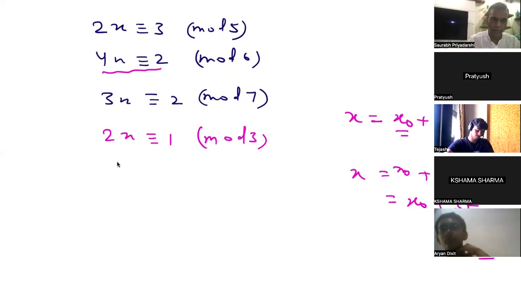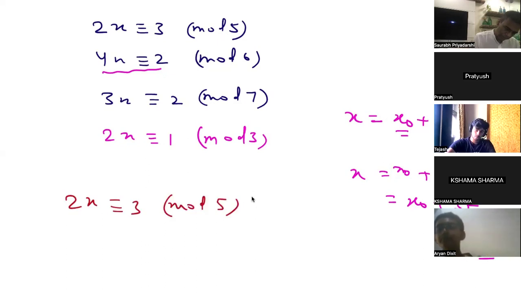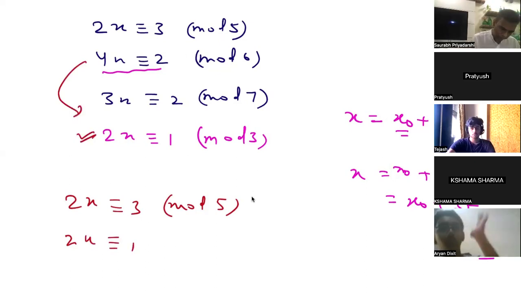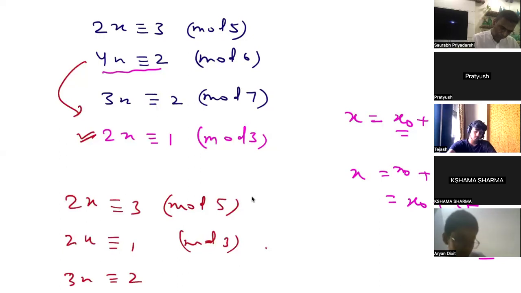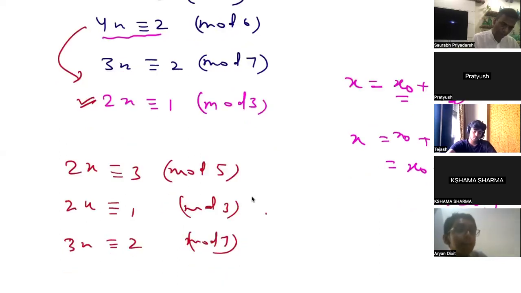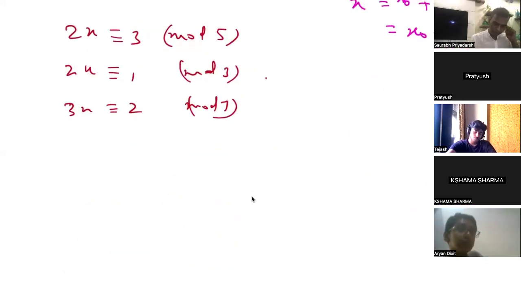Okay. So first I have to solve these three: 2x congruent to 3 mod 5, 2x congruent to 1 mod 3, in place of this one, and 3x congruent to 2 mod 7. I have to solve these three, right?